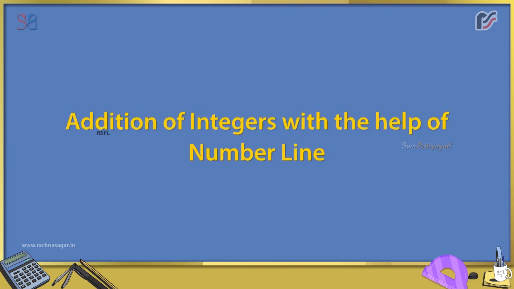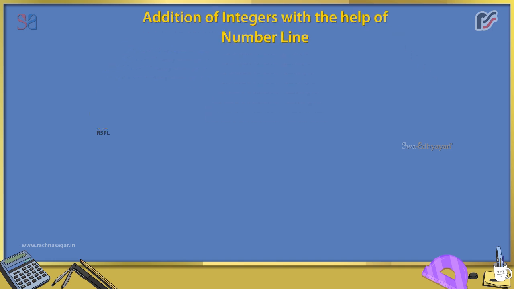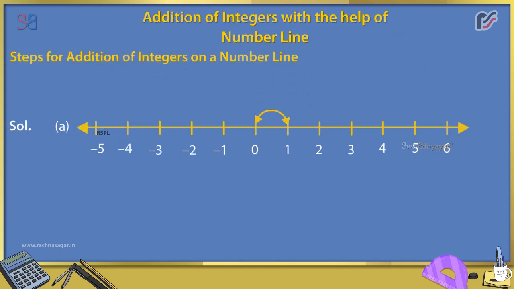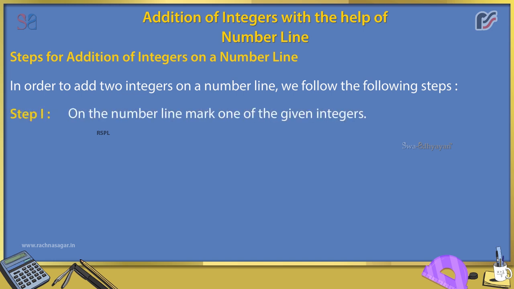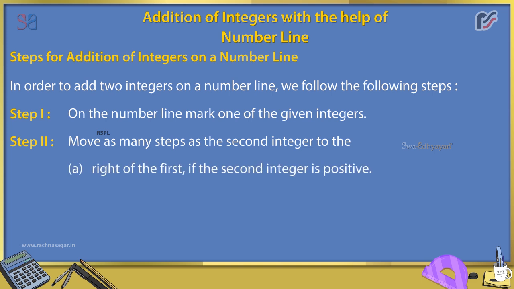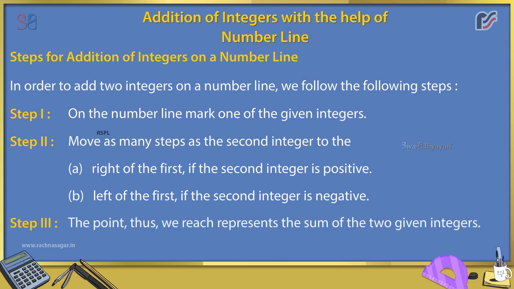Addition of integers with the help of a number line. Steps for addition of integers on a number line. In order to add two integers on a number line, we follow these steps. Step 1. On the number line, mark one of the given integers. Step 2. Move as many steps as the second integer to the A. Right of the first if the second integer is positive. B. Left of the first if the second integer is negative. Step 3. The point we reach represents the sum of the two given integers.